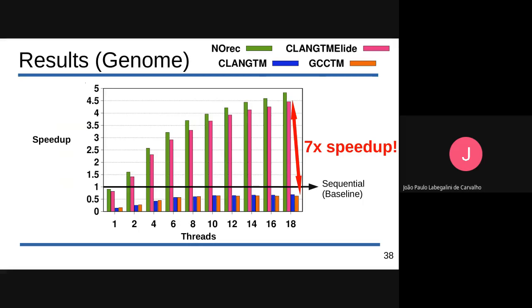As we can see, the pink bar is very tall compared to the bar in blue or in orange, meaning that it's much faster than the baseline implementation of Clang TM and GCC TM, showing that it was very effective to elide the unnecessary barriers from the code. We can also see that the pink bar is very close to the green bar, showing that we were successful in eliding transactional memory barriers to reach performance very close to the manual instrumentation code.